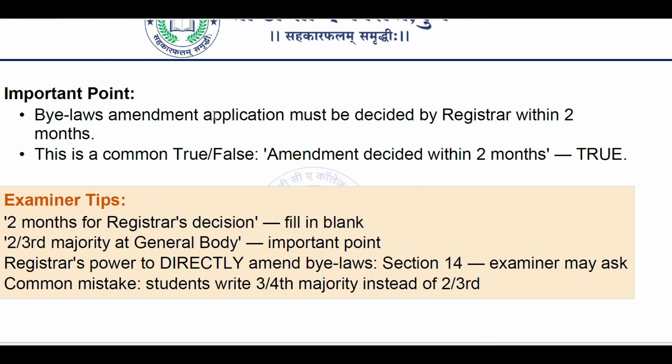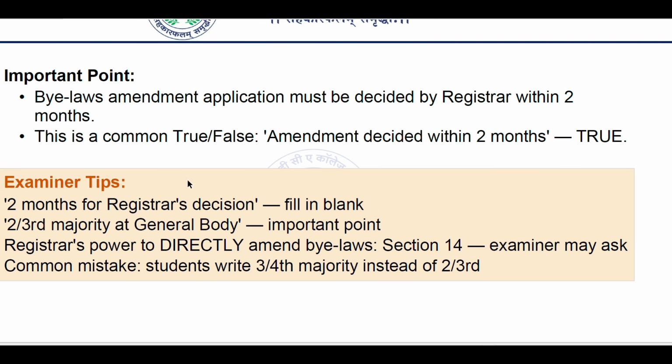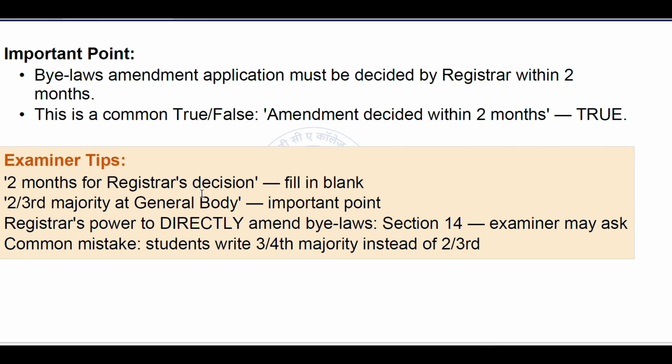Important points: bylaws amendment application must be decided by the registrar within 2 months. This is common in true or false. If true or false comes, this is very important. The 2 months period, the amendment decision must be made within 2 months. So you must know this properly. So what are the tips for this particular question? If this question comes, 2 months for the registrar's decision, fill in the blanks, it can come. Two-third majority at the general body meeting. Important point: registrar's power to directly amend bylaws.